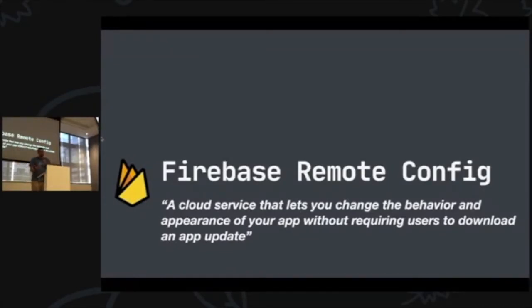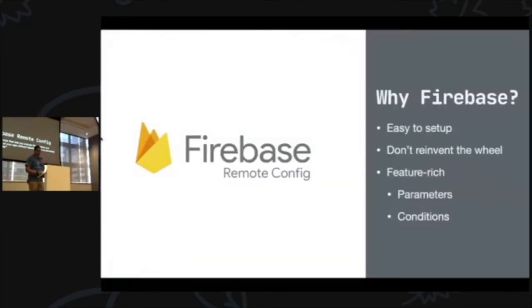If you're not familiar, Firebase Remote Config is just a cloud service that lets you change things in a dashboard somewhere or in a custom-built tool like we'll look at, and change the appearance and the behavior of your app. Really powerful. And so why did we go with Firebase? Well, it's really easy to set up. We were already using Firebase for Crashlytics at that point, so we were already used to working in that dashboard. We didn't want to reinvent the wheel.